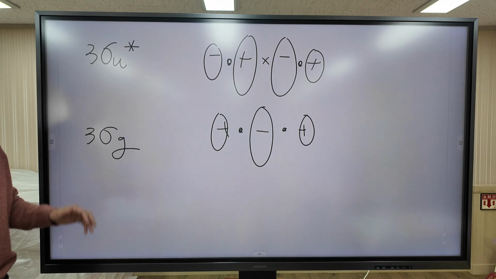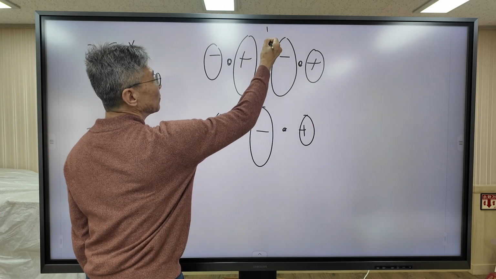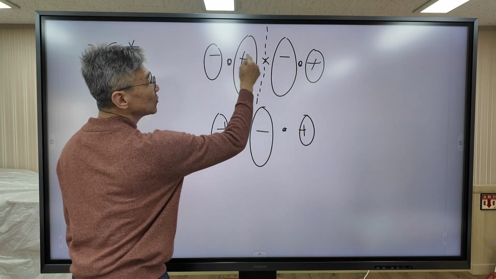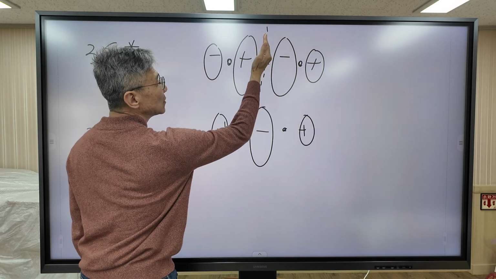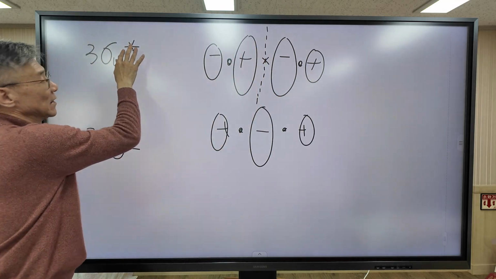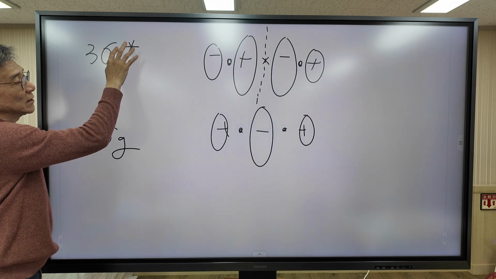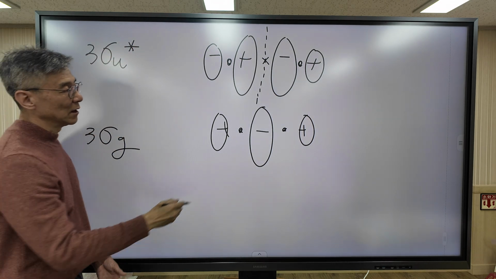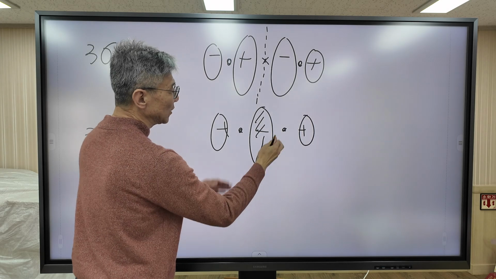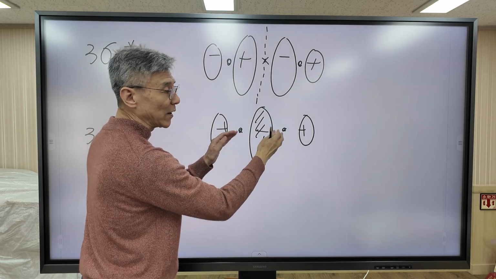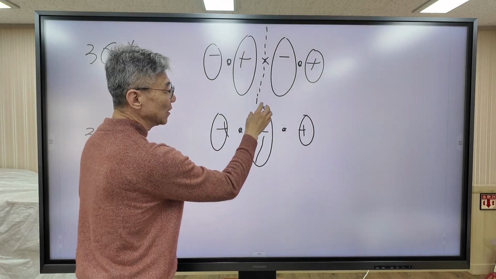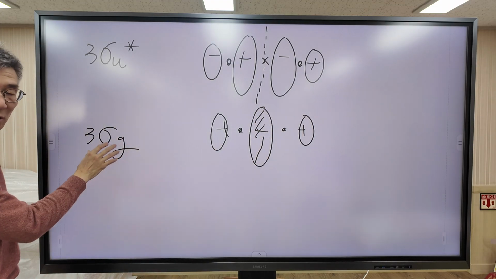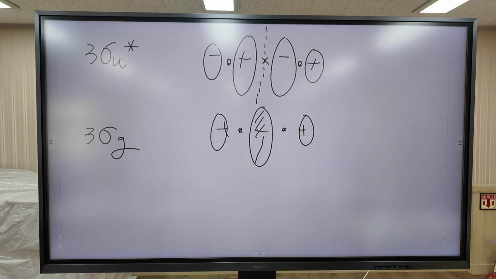How about the nodal plane? Here we have a nodal plane between the two nuclei. So this orbital is marked with an asterisk, which means this orbital is an anti-bonding orbital. But for this orbital, electrons are accumulated between the two nuclei, instead of a nodal plane. So this orbital is a bonding orbital. Okay.